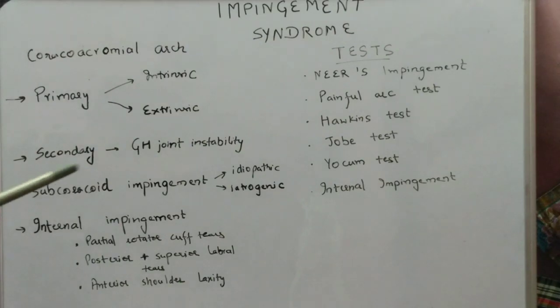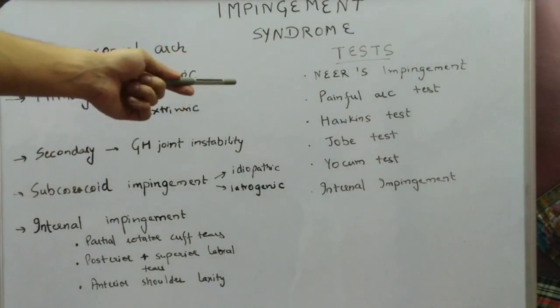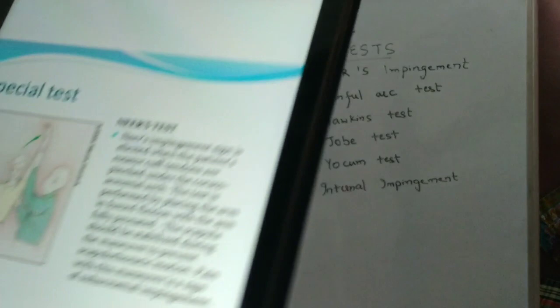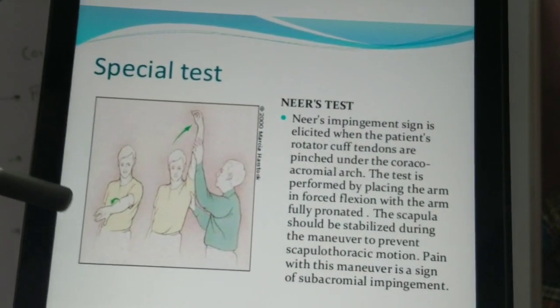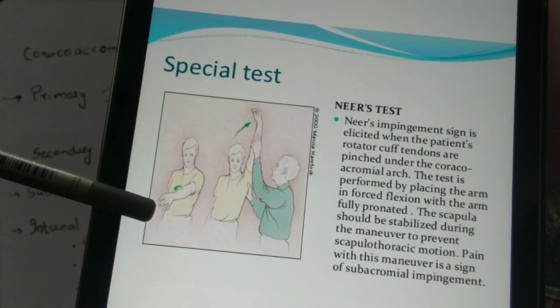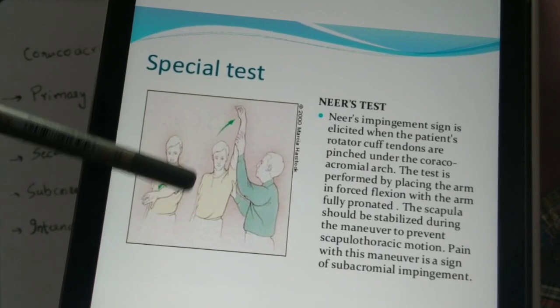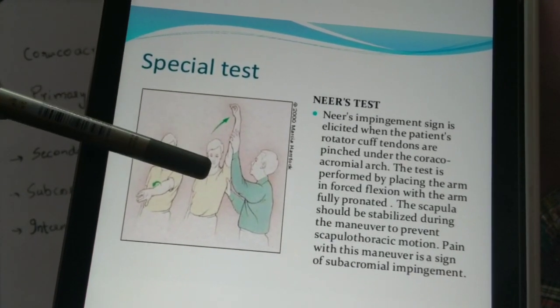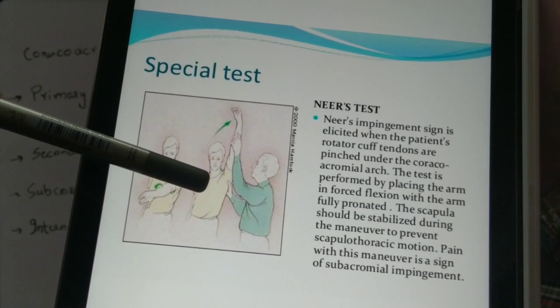Now talking about the various tests to diagnose this impingement syndrome, first is the Neer impingement test. In this test, our forearm is in pronation and we go for the forceful forward flexion of the arm at the shoulder joint with the stabilization of the scapula.